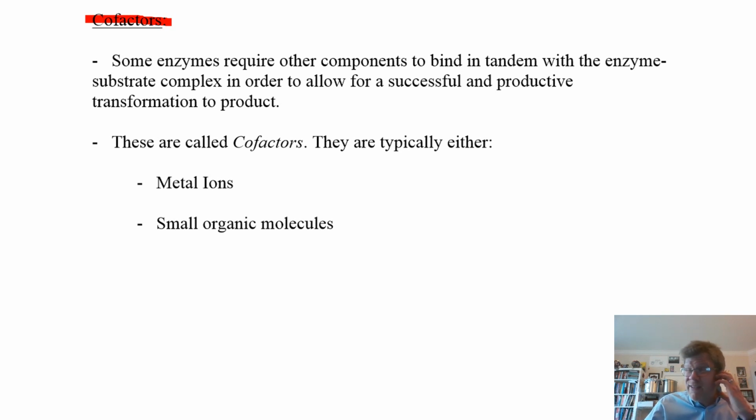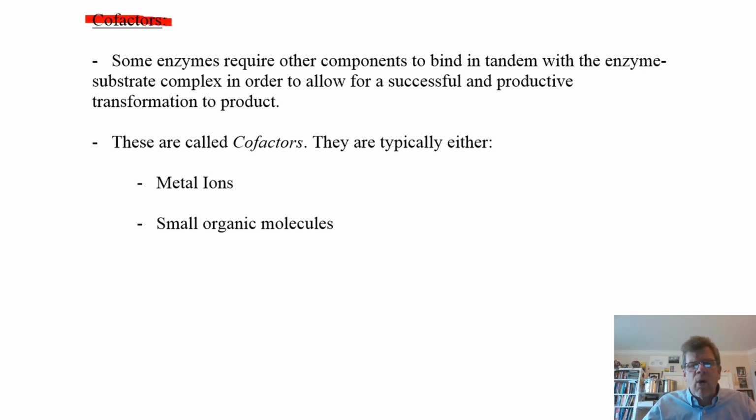So anything that has to have a concurrent binding with the enzyme and the substrate is known as a cofactor. Typically, they are either metal ions or small organic molecules. We're going to find that many of the metal ions that are necessary for animal systems, for micronutrients, are cofactors in enzyme-mediated reactions. Like iron, zinc, magnesium, copper, typically are used as cofactors in these certain reactions which require that third piece in there.